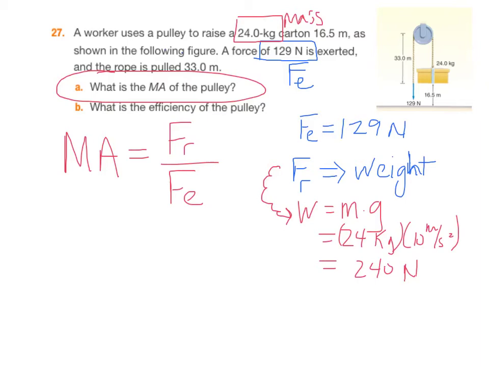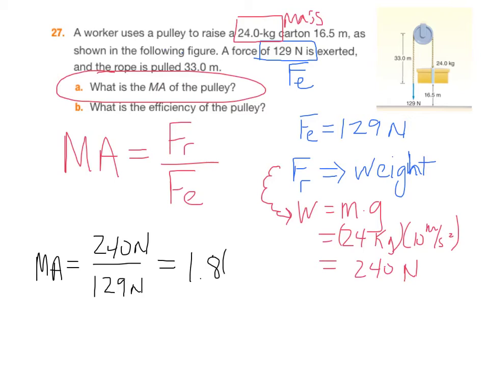So there's the two numbers that we have, and then you can go ahead and solve for mechanical advantage by taking your resistive force, 240 newtons, divided by your effort force, 129 newtons, and we get 1.86. Now, you'll notice if you have newtons divided by newtons, there is no unit left because mechanical advantage, again, is just a ratio. So there's no unit with that number. Mechanical advantage of 1.86.